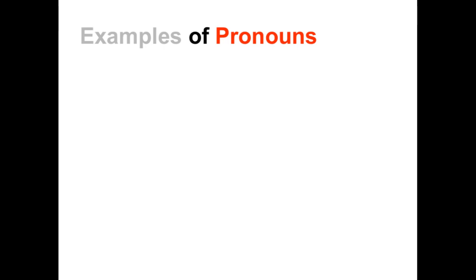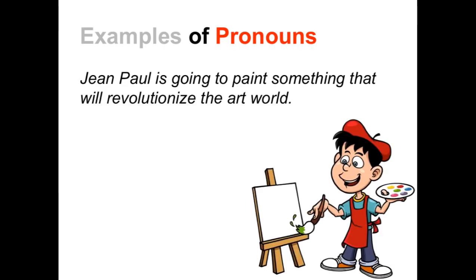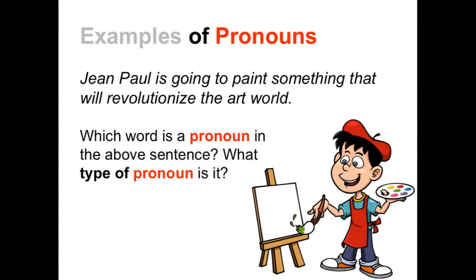Here's another example of a sentence using a pronoun. Jean-Paul is going to paint something that will revolutionize the art world. Which word in the above sentence is a pronoun, and what type of pronoun is it? In this sentence, we have the pronoun something, and it is functioning as an indefinite pronoun. We don't know exactly what Jean-Claude is going to paint, but we know that he is going to paint a thing, an indefinite, unclear thing.